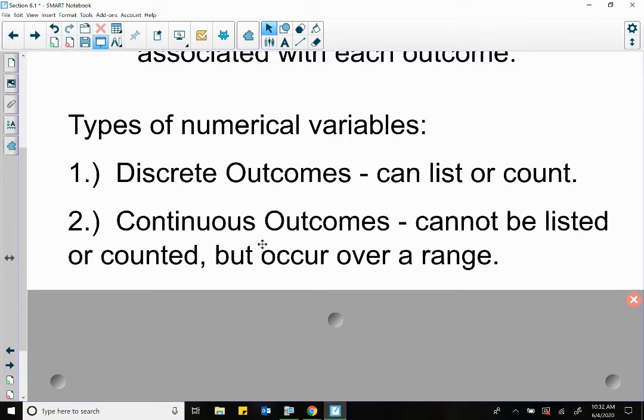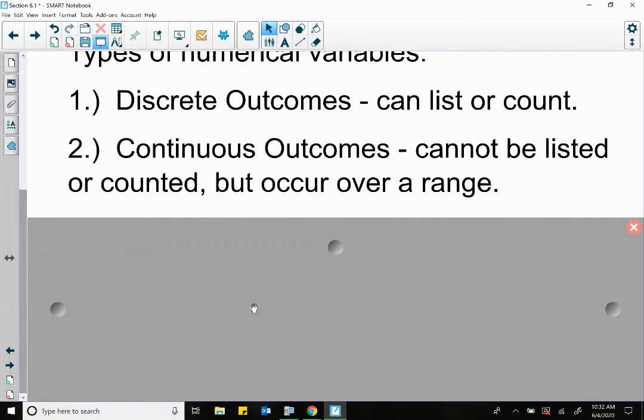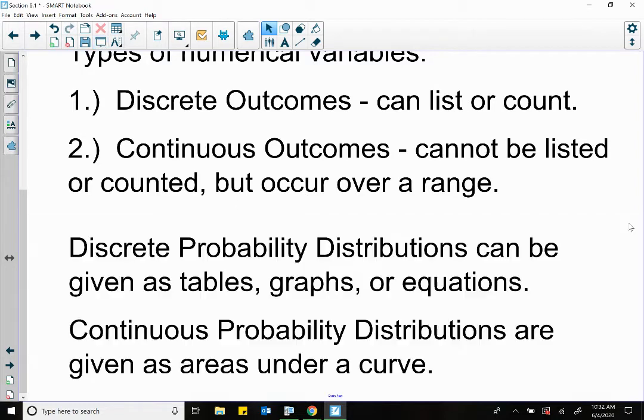So here we're really going to dive deep into a lot of numerical, and we're going to be talking about discrete and continuous. 6.1 is more about the discrete, and 6.2 is more about the continuous and how we deal with those. And last but not least, a couple pieces of information. Probability or discrete probability distributions can be given as tables, graphs, or equations.